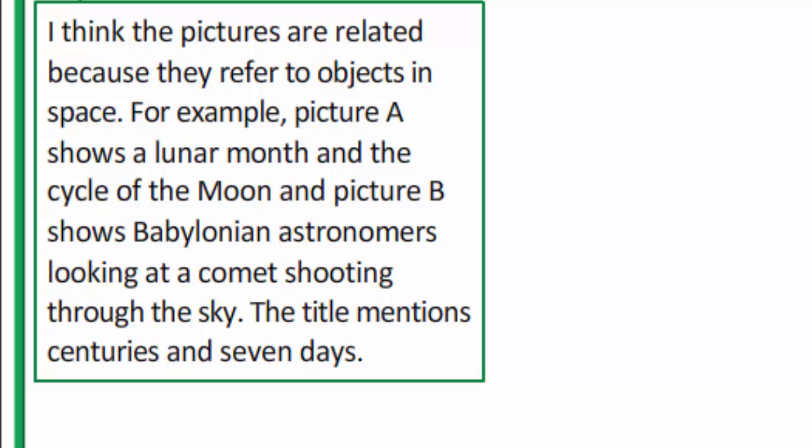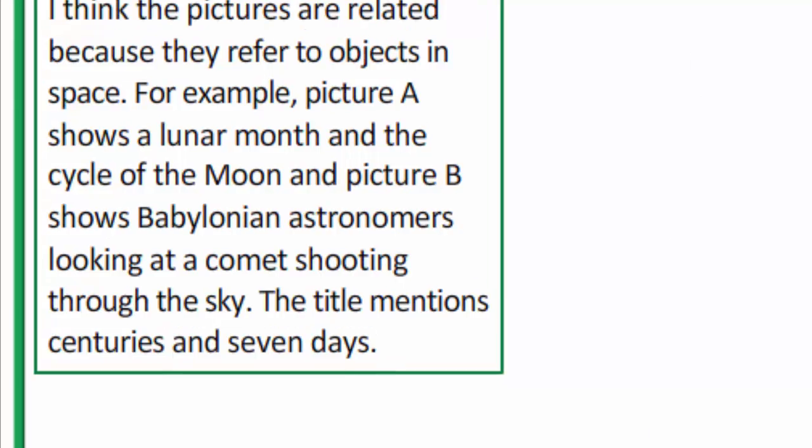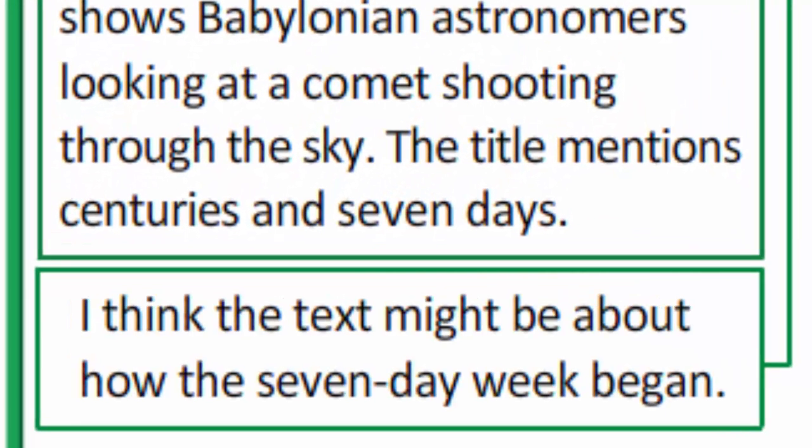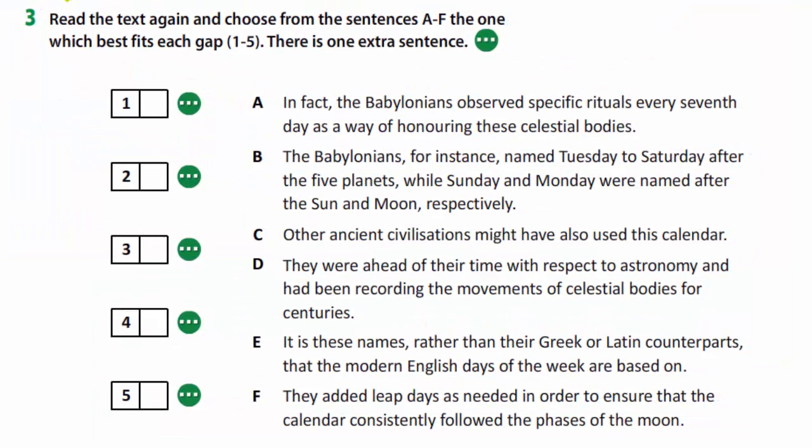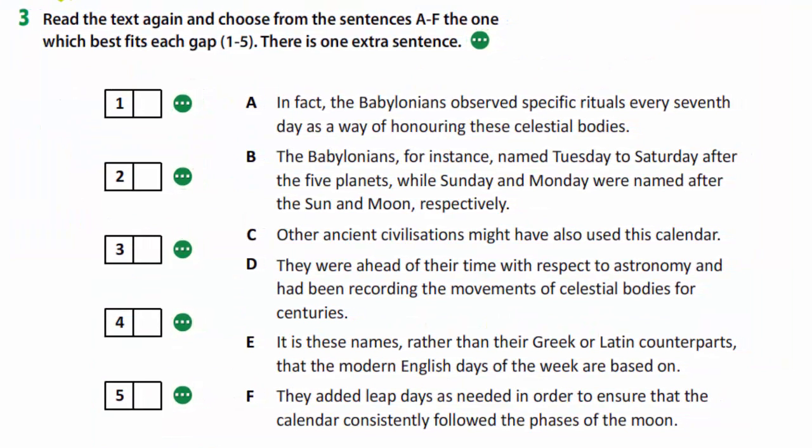The title mentions centuries and 7 days. What do you expect the text to be about? I think the text might be about how the 7-day week began. In exercise 3, you are to read the text and choose from the sentences which best fits each gap. There is one extra sentence.